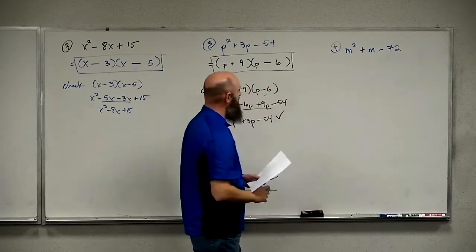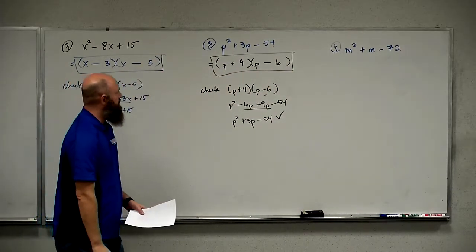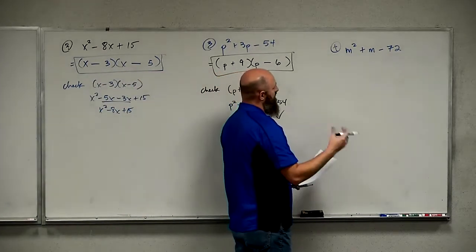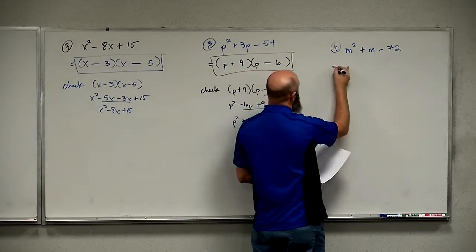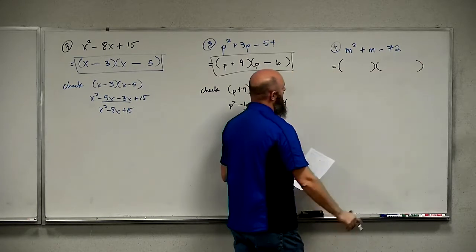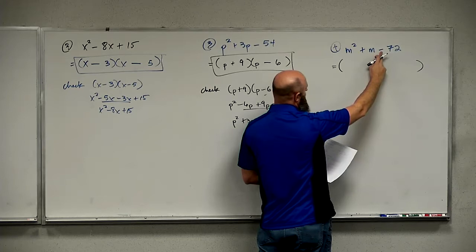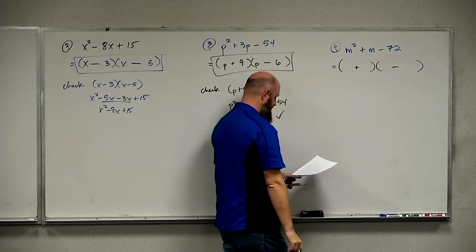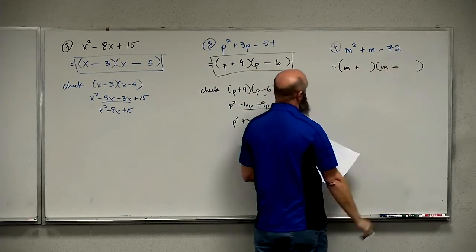All right, m squared plus m minus 72. So again, we look for a common factor. There's not one. So we can factor. Again, both our signs are going to be different because that's a minus. So plus and minus. And so we get m and m.